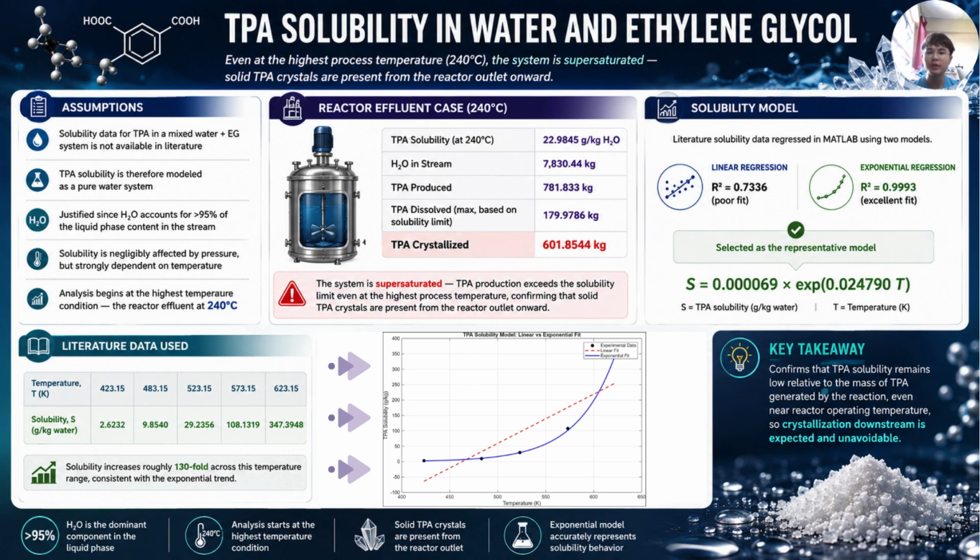To accurately predict the TPA solubility at different temperatures, we collected the literature solubility data and fit the data in MATLAB using both linear and exponential models. The exponential model shows a much better fit with an R-squared value close to 1, so it was selected to develop the solubility correlation equation. This equation allows us to estimate the actual TPA solubility throughout the process and confirm that the crystallization after the reactor is expected, and it forms the basis for the downstream solid-liquid separation design.